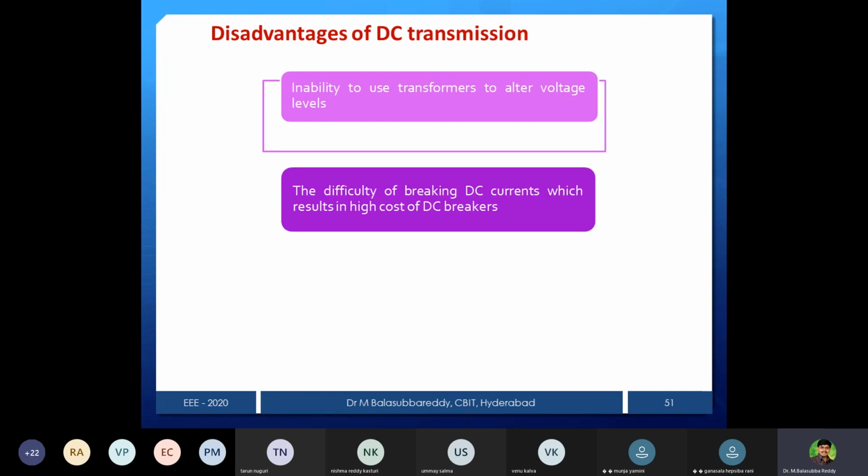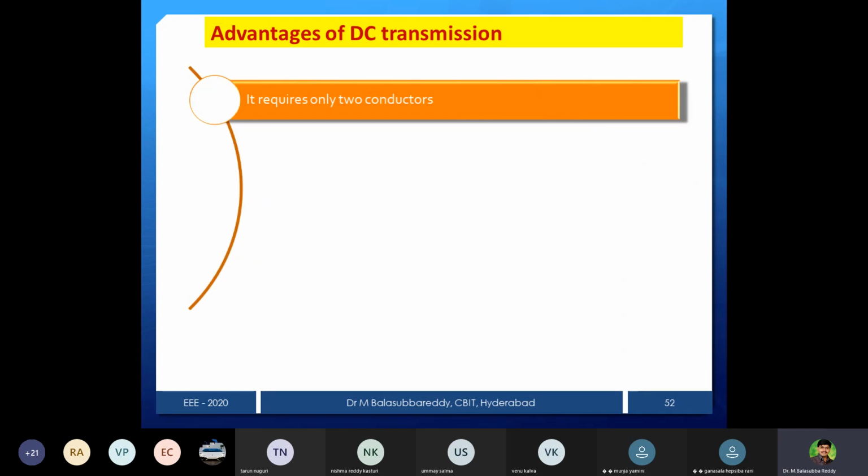And then there is the difficulty of breaking DC current, which results in the high cost of a DC breaker. It is not simple to break the circuit once it is in the operating condition. In AC also there are a lot of difficulties, but DC currents still result in a high cost of circuit breakers. Another topic is the advantages of DC transmission. So far we observed the disadvantages, and we'll move on to the advantages of DC transmission.